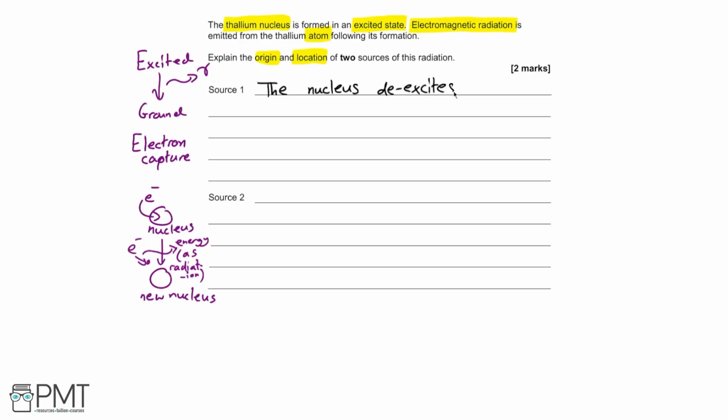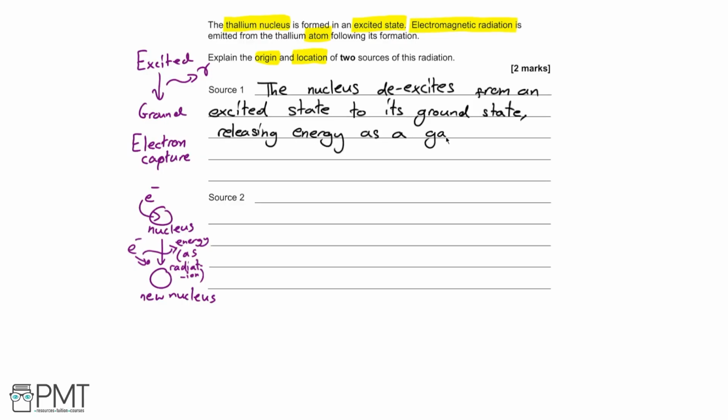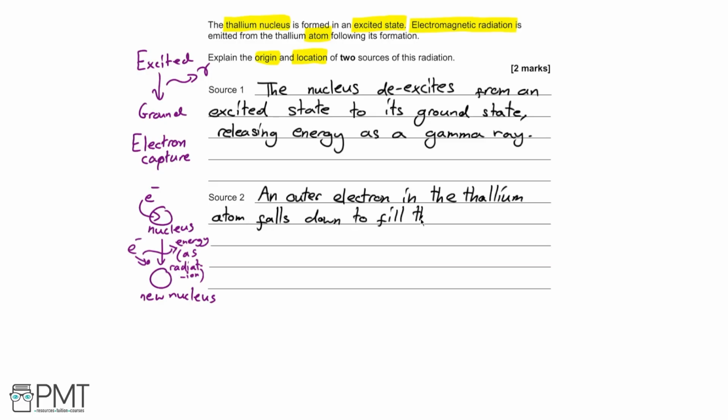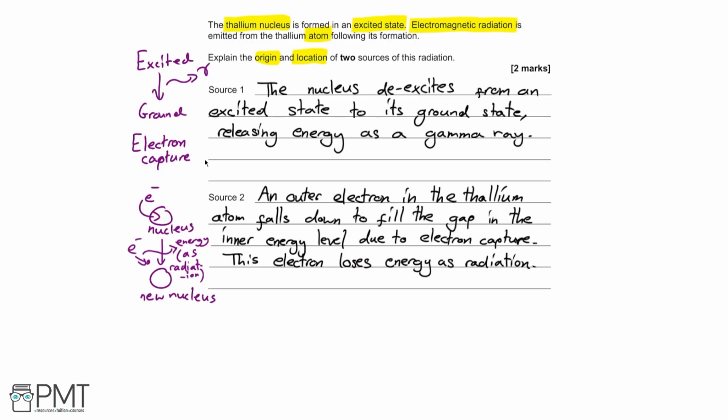Therefore, our answer is for the first point that the nucleus de-excites from an excited state to the ground state, releasing energy as a gamma photon. For the second point, we have that an outer electron in the thallium atom falls down to fill the empty gap in the inner energy level caused by electron capture, which also emits radiation. In this question, we got 1 mark for each correct point.